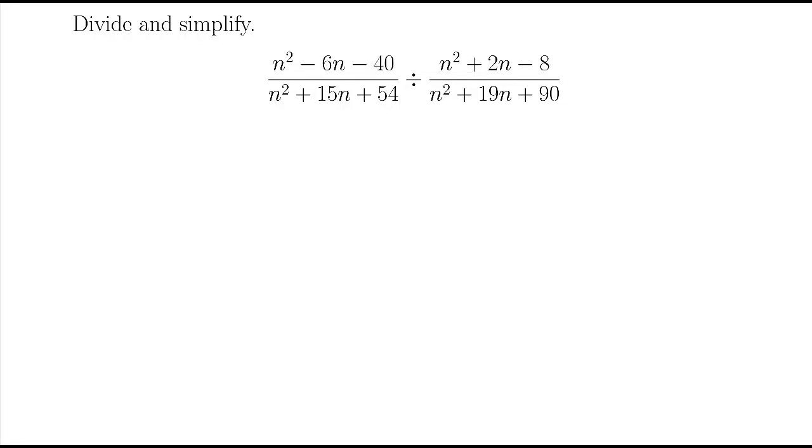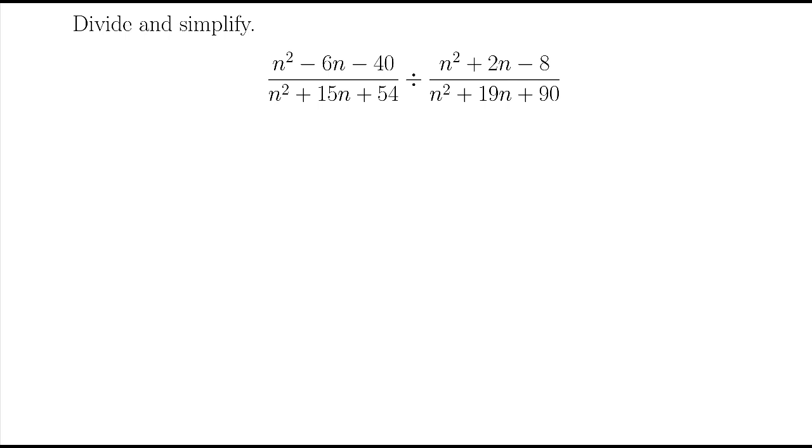Let's divide and simplify (n squared minus 6n minus 40) over (n squared plus 15n plus 54) divided by (n squared plus 2n minus 8) over (n squared plus 19n plus 90). Okay, the first thing I need to do is to change this from a division problem to multiplication. Remember, when you divide by a fraction, you flip the fraction and change it to multiplication.